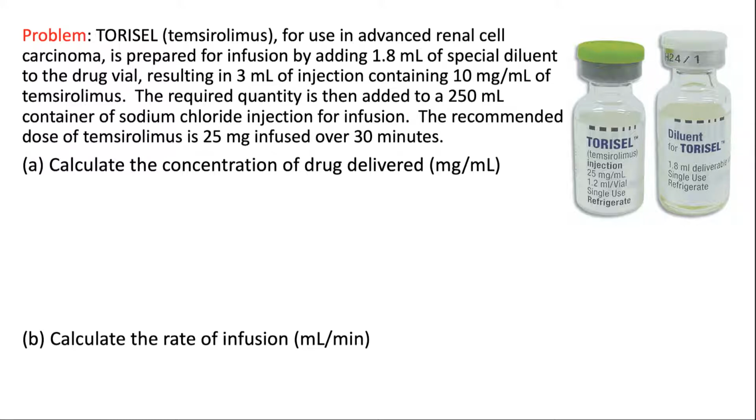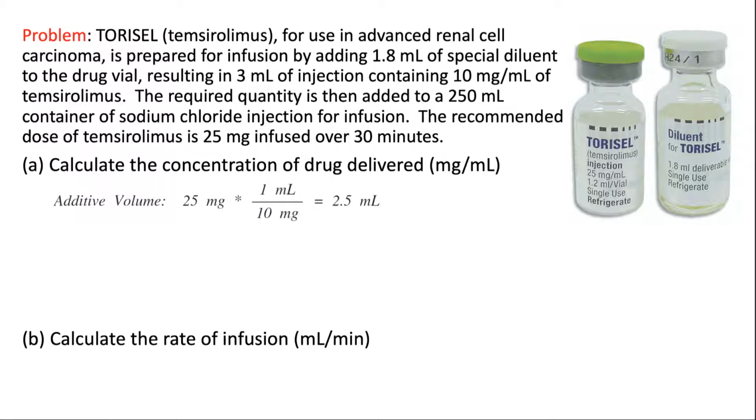All right, there's a lot of information. The first question says, calculate the concentration of the drug delivered in milligrams per mil. So given what we're going to do with the amount of drug and the total volume of the solution, the 250 mil bag we're going to add it to, what is the total concentration of milligrams per mil? All right, where do we start? Well, we need to know the volume. We know we're going to be giving 25 milligrams. It told us the dose is 25 milligrams.